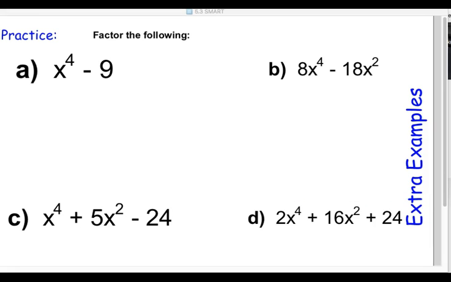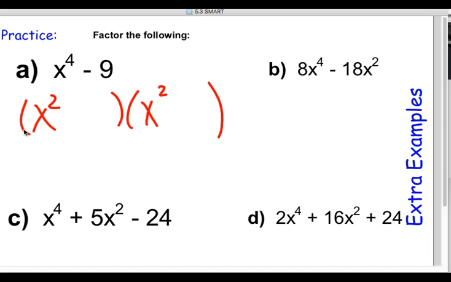Parentheses. If you split up an x to the 4th, what do both of your parentheses have to start with? X squared. So the first one is just x squared, x squared. And if it's a minus 9, what does it have to be? Can you break down a 3 anymore? Is 3 a perfect square? No, so you're just done.